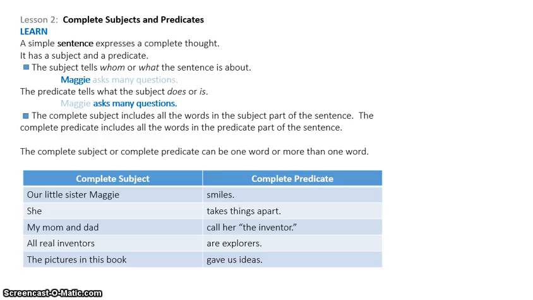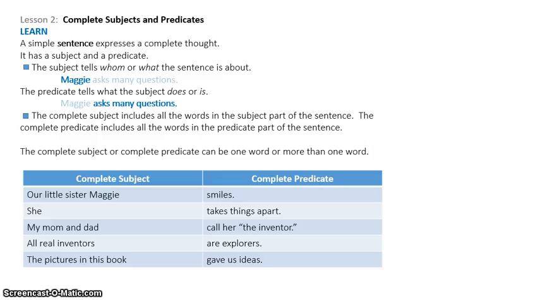It says the subject tells whom or what the sentence is about. In the sentence, "Maggie asks many questions," Maggie is the subject because that's what the sentence is talking about. The predicate tells what the subject does or is. In that sentence, Maggie asks many questions. Well, what is Maggie doing? She asks many questions. So "asks many questions" is the predicate part of the sentence.